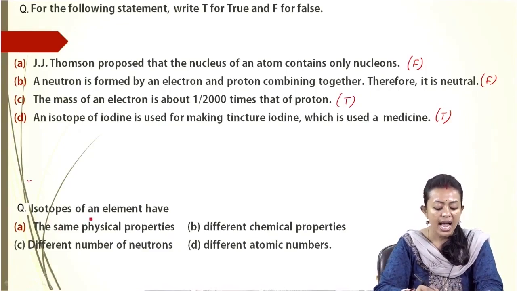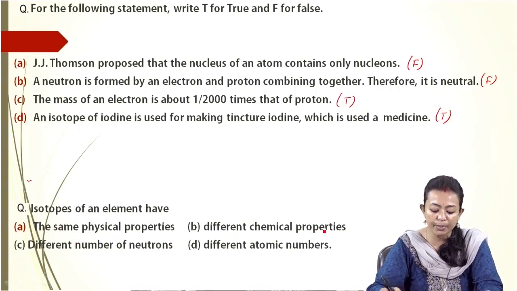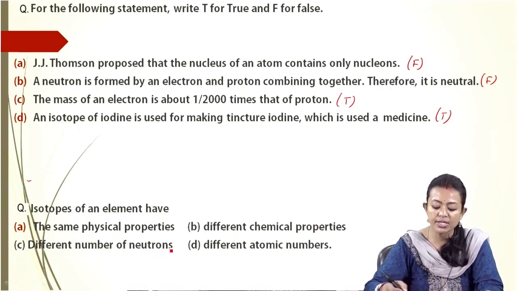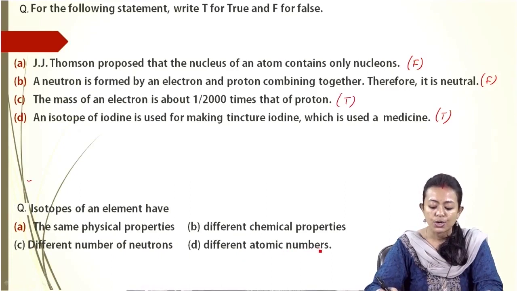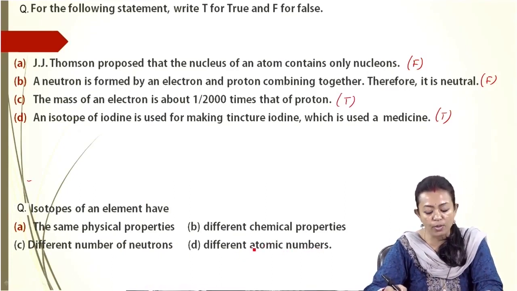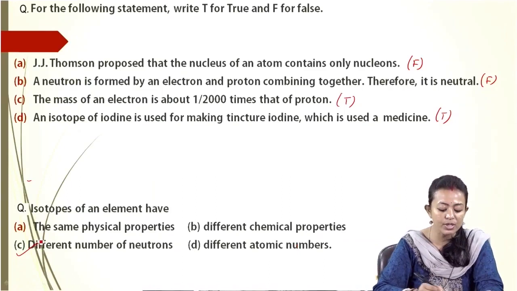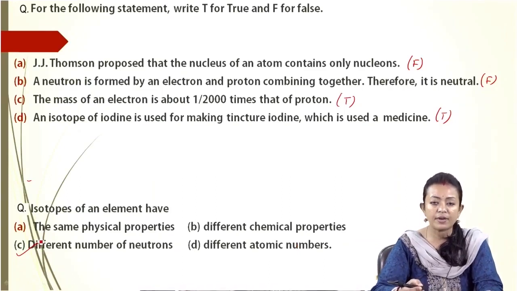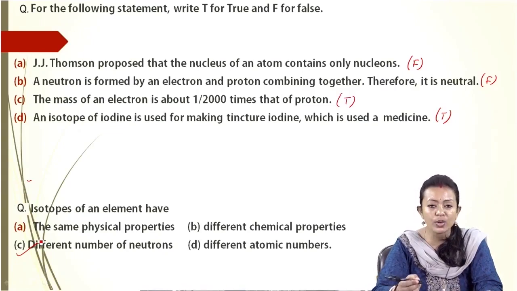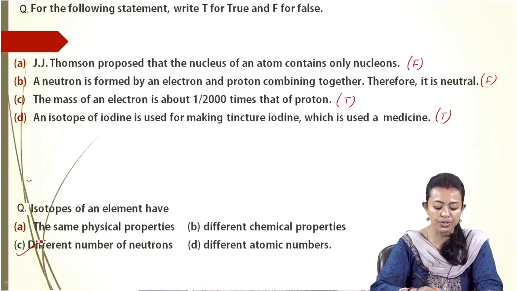Number 16. Isotopes of an element have the same physical properties, different chemical properties, different number of neutrons, different atomic numbers. We know that the atomic numbers are the same, so D cannot be taken into account. Different number of neutrons, yes, because their atomic masses are different, and we know mass number is equal to the number of protons and neutrons. Because the atomic numbers are the same, the number of protons is going to be the same, only the difference comes with the number of neutrons.